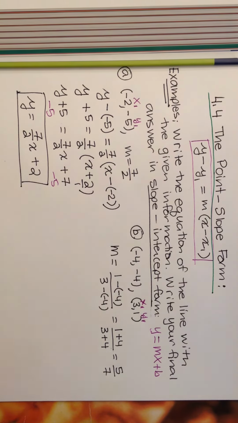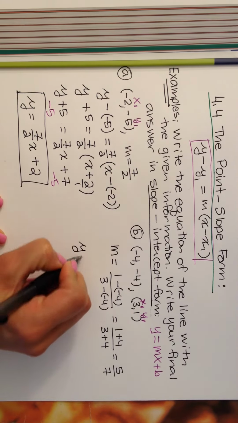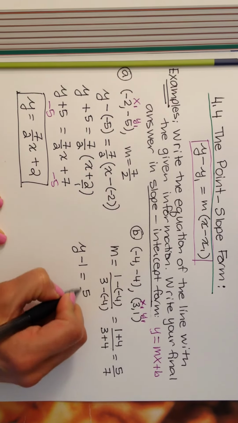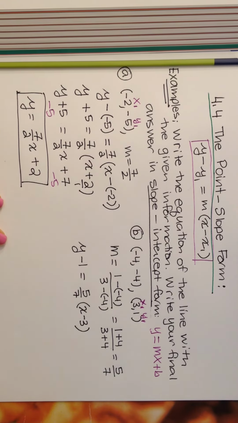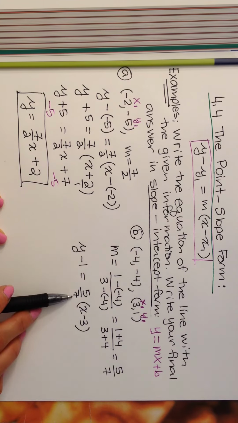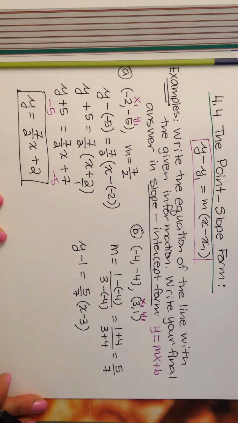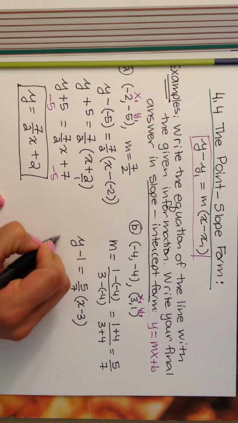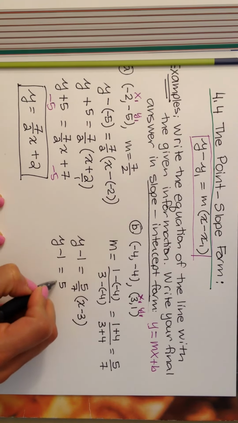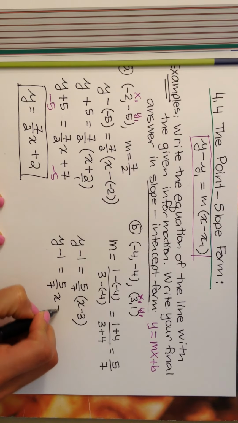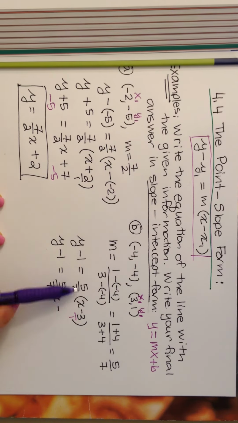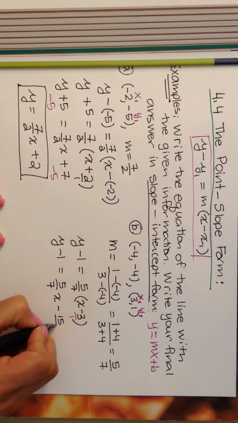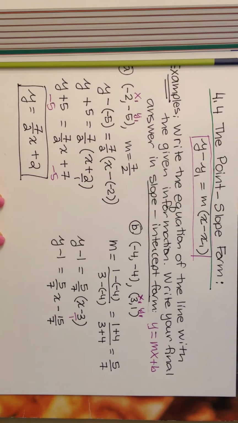Let's input into point slope form. We have y minus 1 equals 5 over 7 times (x minus 3). Again, this is your answer, but we need to distribute 5 over 7 and we need to add 1 to both sides. So let's go ahead and do that. y minus 1 equals 5 over 7 x minus, remember this is 3 over 1, you are multiplying fractions, 5 times 3, 7 times 1, 15 over 7. Next, we need to add 1.